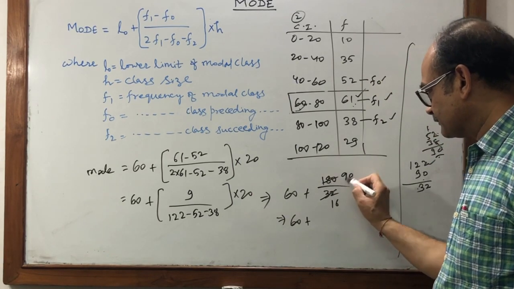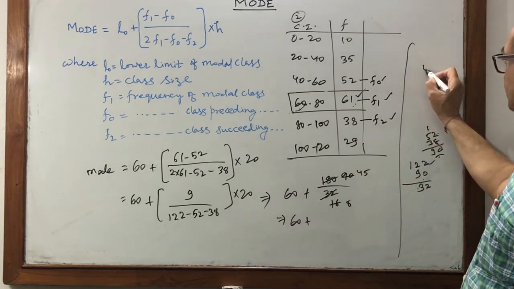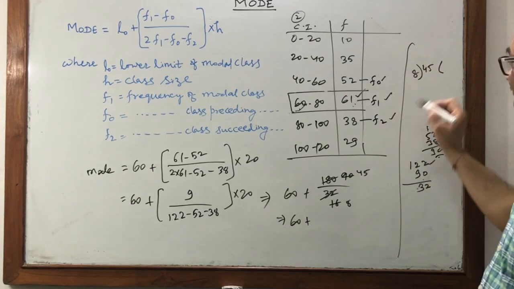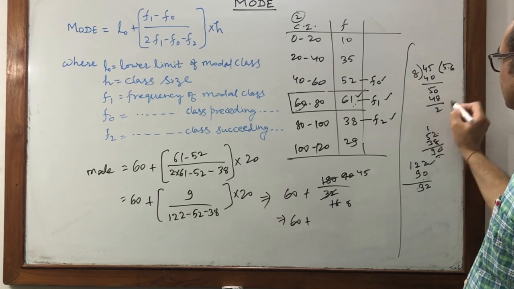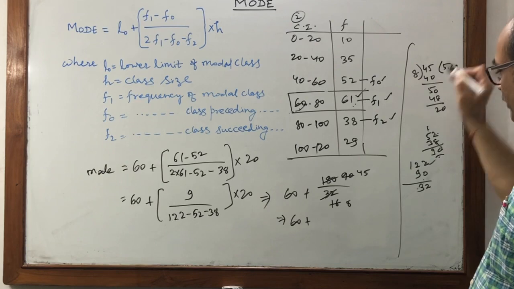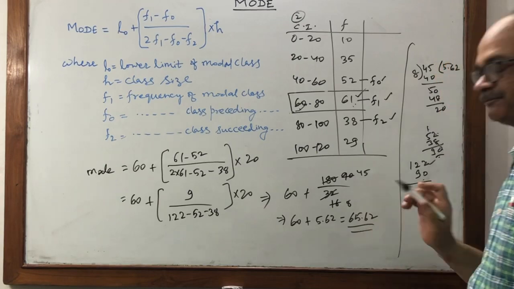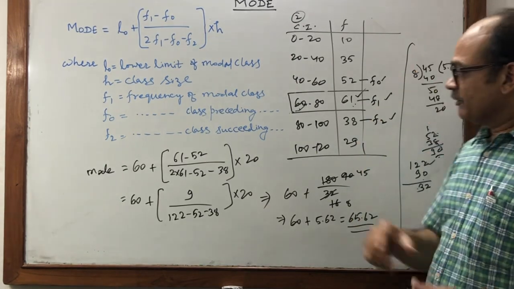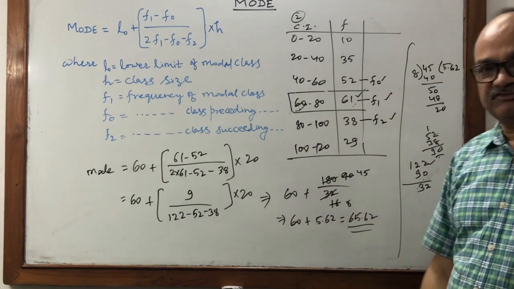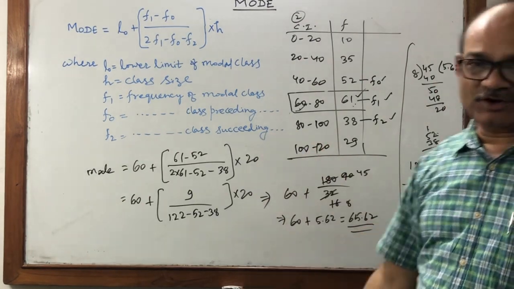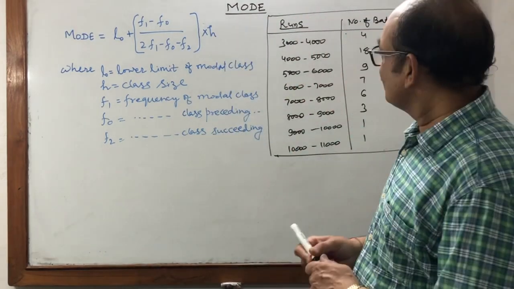Answer is 60 plus 180 by 32, that is 45 by 8. Now we have to divide 45 divided by 8. Use rough column. 5.62. So final answer is 65.62. Now we'll check your answer. What we assumed earlier, that mode is lying in between 60 to 80, and yes, your answer is 65.62. Hence you are getting 4 out of 4 marks. Easy. Now we are taking one more question of the mode from your textbook, question number 5.